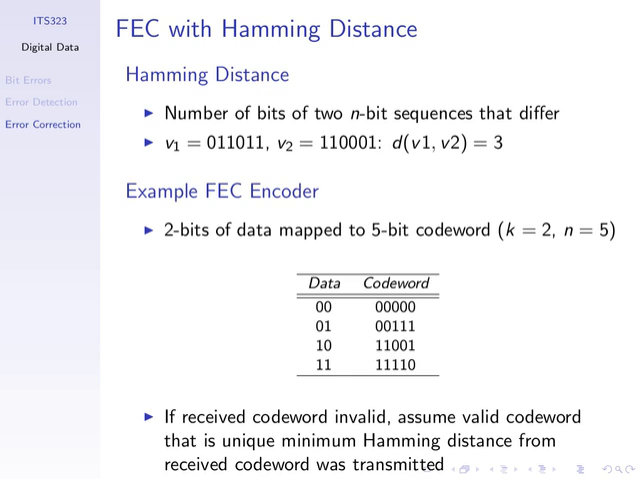Why is it an error? Because the transmitter only transmits one of these 4. If we receive something different, then something's gone wrong. At least one of the bits has changed. So we've detected an error. Let's try and fix it.